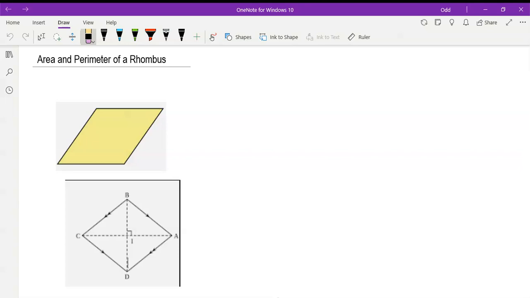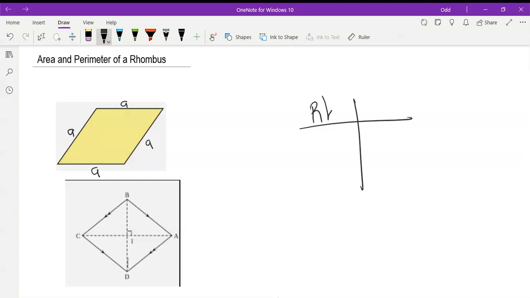Alright, so let's talk about finding the area and perimeter of a rhombus. A rhombus has four sides, and all of these sides are equal. So if this is A, this is A, this is A, and this is also A. For a rhombus, all the sides are equal, just like a square.